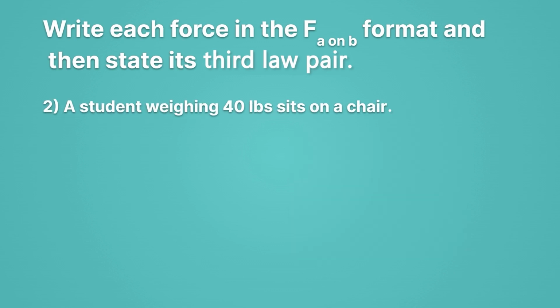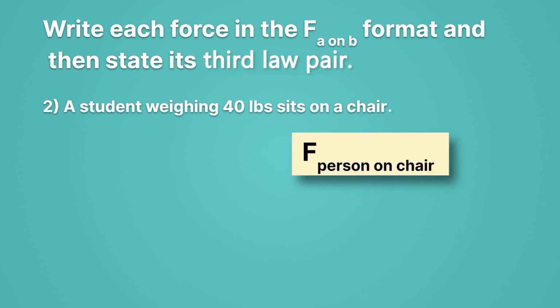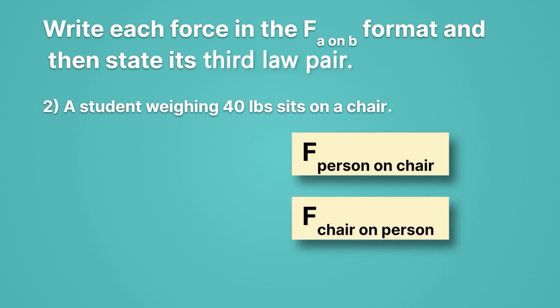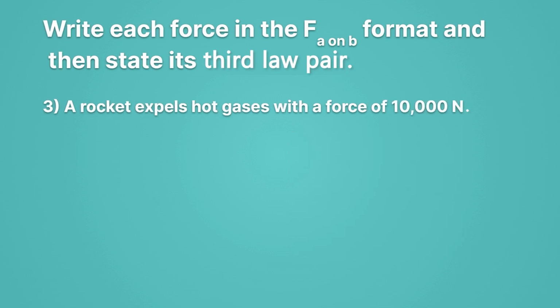This one says that a student weighing 40 pounds sits on a chair. So the first force to think about is the force of the student on what? The chair. Force of the person on the chair. And then the third law pair is going to flip-flop that, so the chair fights back and puts a force on the person. And that's in fact why you don't fall through your chair. Thanks, chairs, for holding us up all this time.